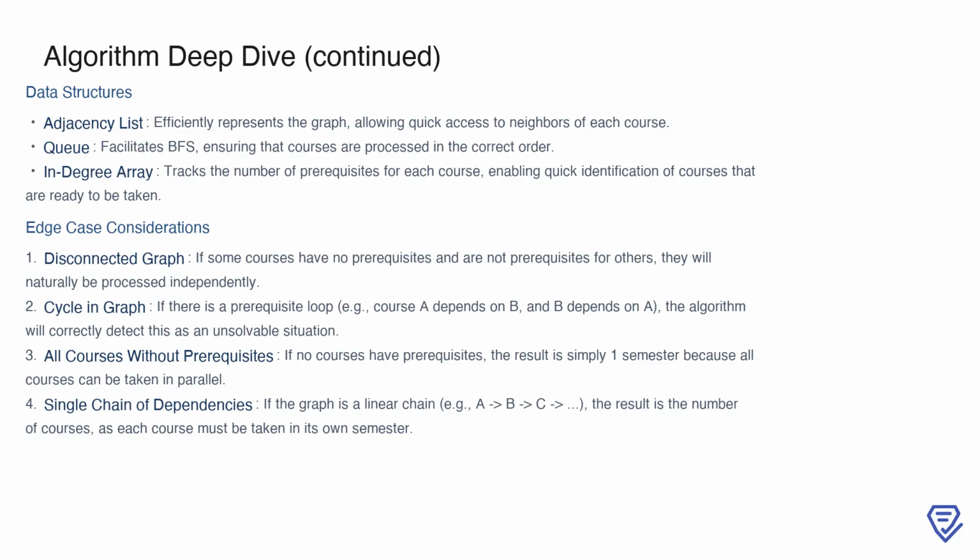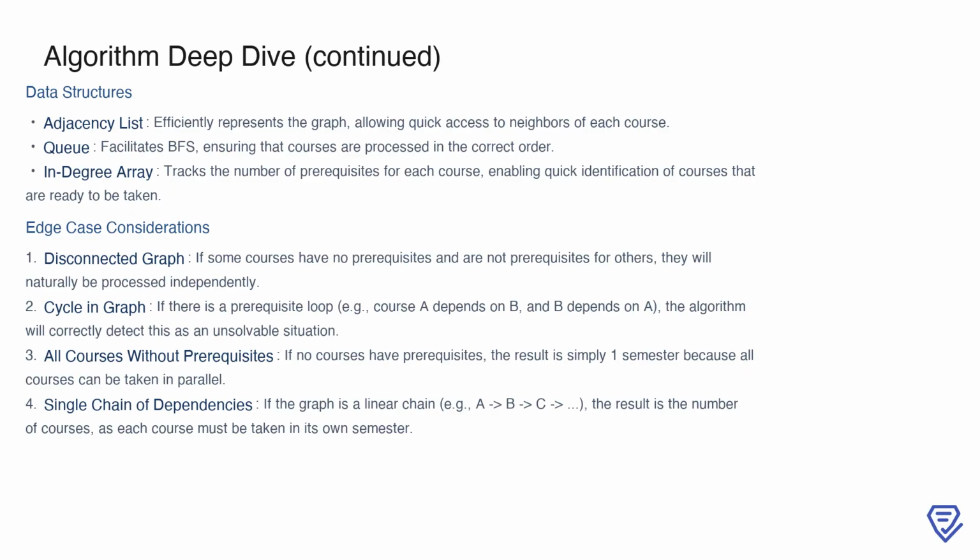It's also important to consider edge cases. For instance, if the graph is disconnected, meaning some courses have no dependencies and are not prerequisites for others, these courses will naturally be processed independently. If there's a cycle in the graph, such as a prerequisite loop, the algorithm will detect it and correctly conclude that the courses cannot be completed.